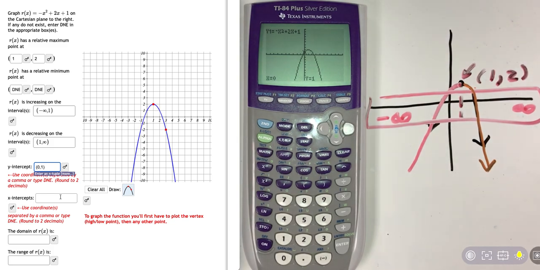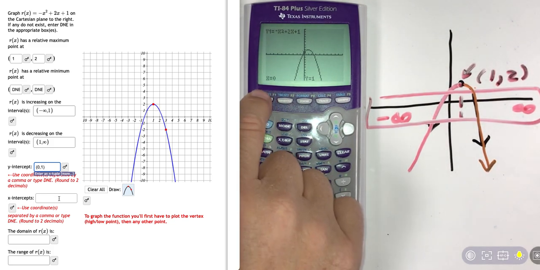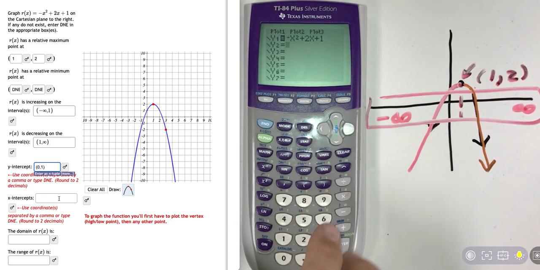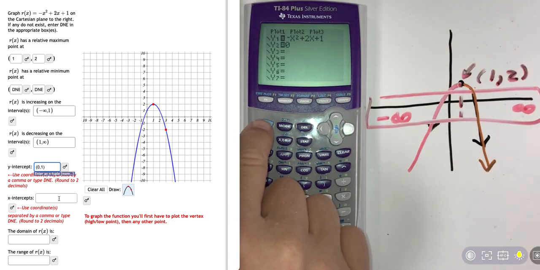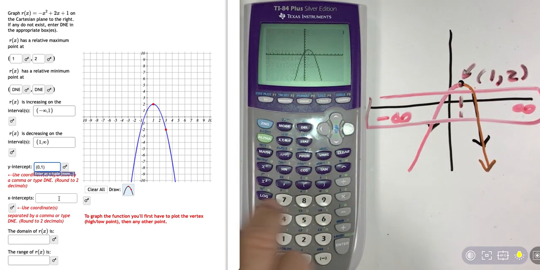Next, if you want to find x-intercepts, there's an additional thing you have to add to your y equals window. You have to make sure you add a second equation in there at y2 = 0. Then once you've done that, the key combination you press next is second trace 5. You'll see your cursor somewhere on the screen. I see it right there.